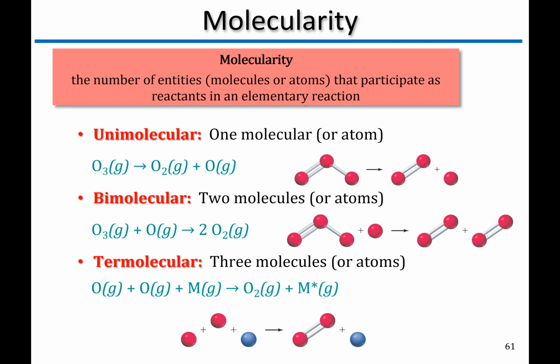And a couple terms here. So molecularity is a number of entities, or in other words, molecules or atoms that participate as reactants in an elementary reaction. So we have unimolecular, bimolecular, and termolecular. So uni, just 1, bimolecular 2, and ter 3. Okay, so if we have something like ozone decomposing to oxygen and elemental oxygen, okay, that's unimolecular. If we have ozone reacting with atomic oxygen to give us O2, that's bimolecular. And if we have 3 things, then it's termolecular.